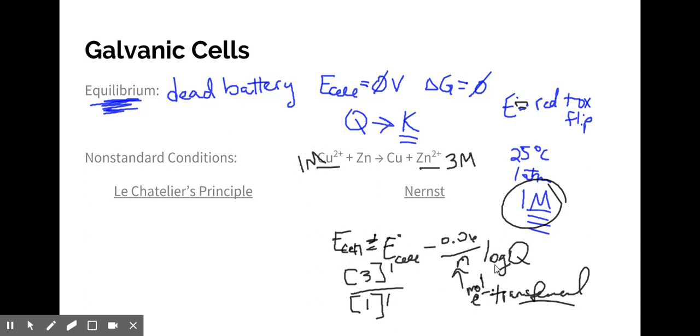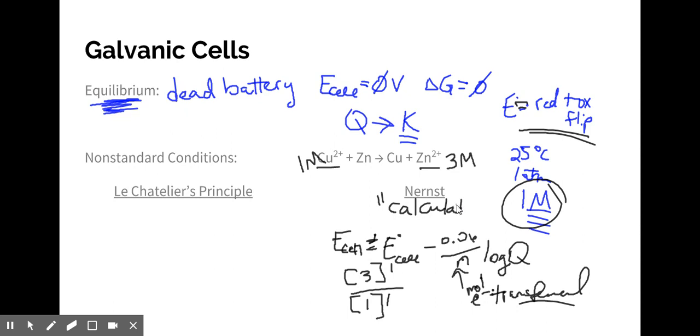When I'm solving this mathematically, always work backwards. So you take Q first, then you take the log of that answer, multiply by 0.06, divide by n, which is moles of electrons transferred, and then you take that whole value and subtract it from the E cell that you would find from reduced plus oxidized flipped. So that is how you work the Nernst equation. The only time you really have to do this is if it says the keyword calculate or justify with calculations.